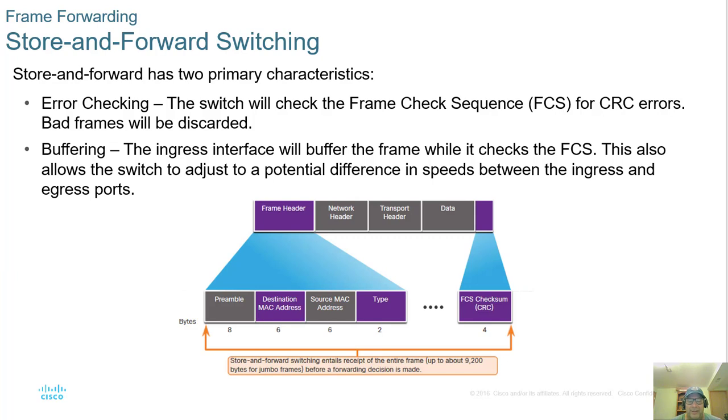Now, what they've done is they've blown up the fields inside of the frame header. The first field inside the frame header is called preamble, and that's just a synchronization product that's going to allow your devices to know when to start reading.